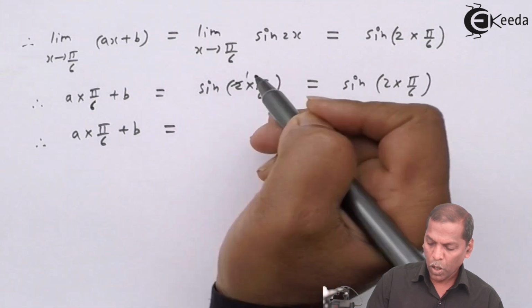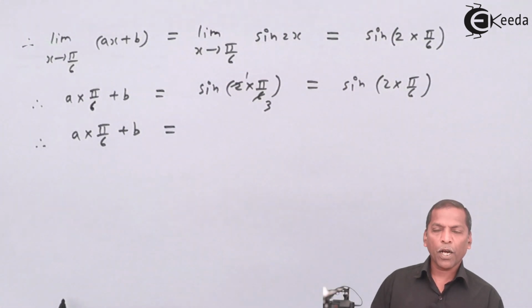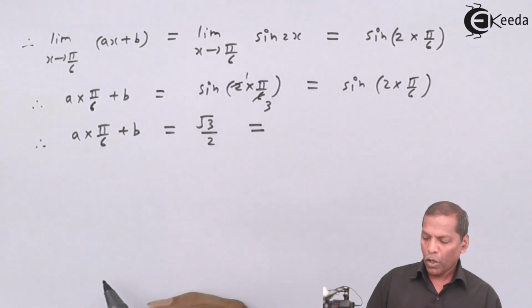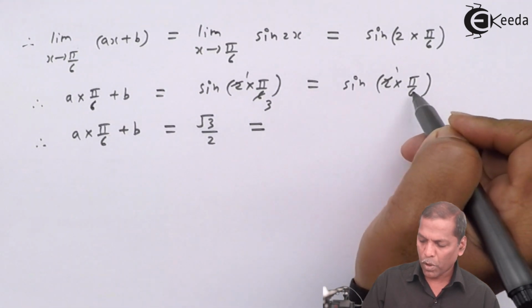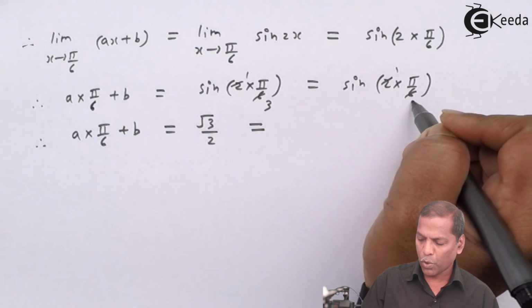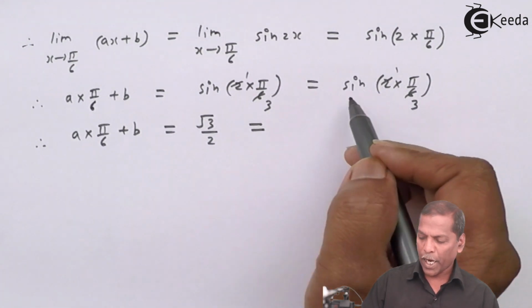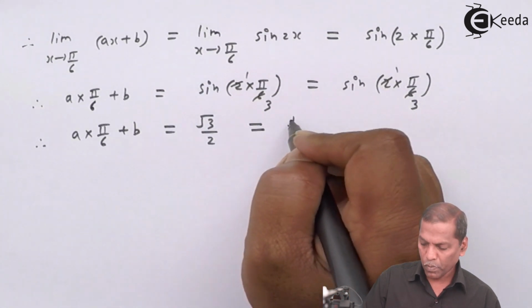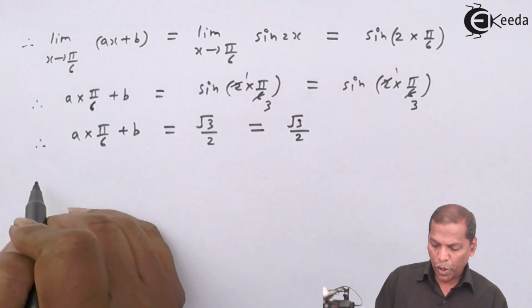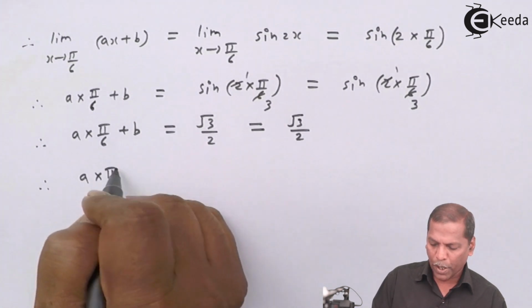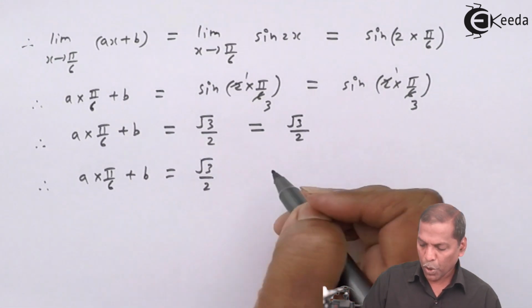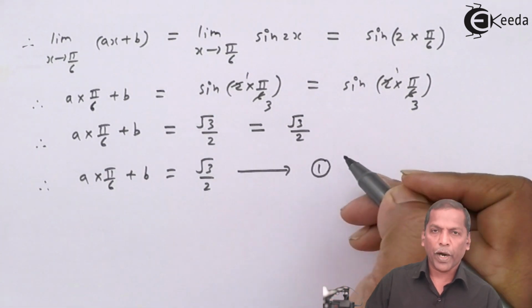that 2 1s are 2 and 2 3s are 6, and sine of pi by 3 means sine 60 degree, and that gives the value root 3 upon 2, and that equal to, again we have the same thing here, we cancel 2 from numerator and denominator, so we get 2 1s are 2 and 2 3s are 6. So again we get sine of pi by 3, it means sine of 60 degree, and that gives root 3 upon 2. So in this way we get a into pi by 6 plus b is equal to root 3 upon 2. Let us denote this as equation number 1.